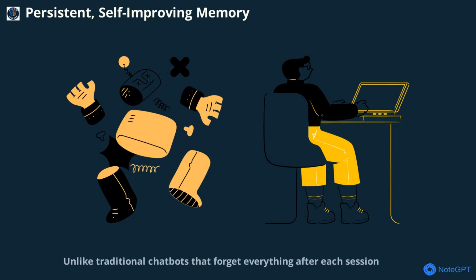Unlike traditional chatbots that forget everything after each session, digital operators have persistent memory. They build context over time, learning from each interaction and continuously improving their performance. This means your AI assistant becomes more effective the longer you use it, anticipating your needs and streamlining your daily routines. It's like having a personal assistant who never forgets and always strives to do better.